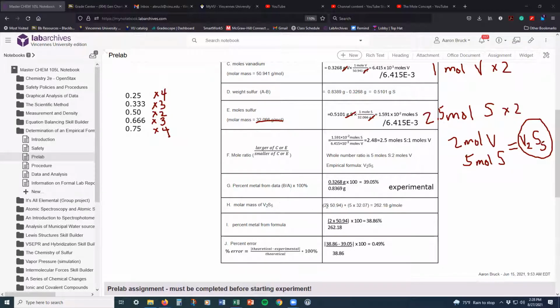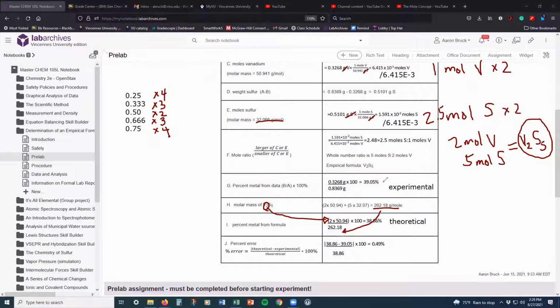In letter H, we're going to take the molar mass of the V2S5. This creates the basis of our theoretical yield, our theoretical percent. Where that comes in is looking at the formula. We had 2 vanadium atoms, so that's why we multiplied the molar mass of vanadium by 2. And the total mass of 262.18 goes here.